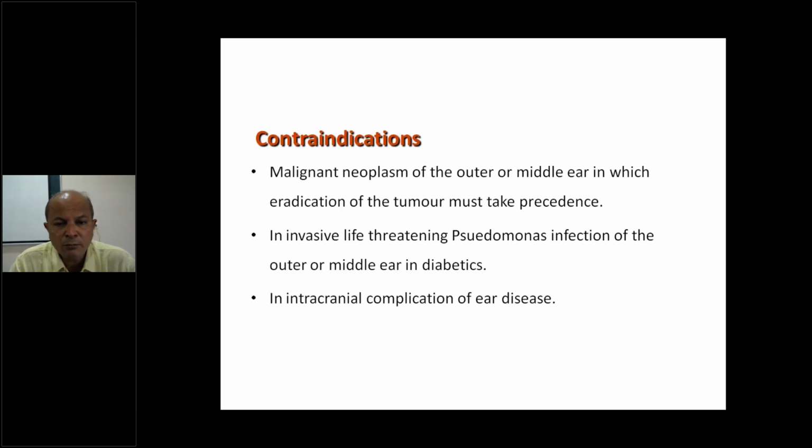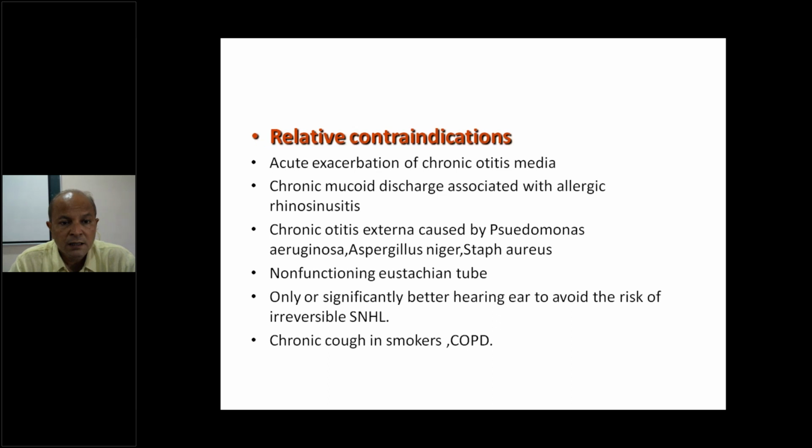Contraindications are malignant neoplasm of the outer or middle ear, in which eradication of the tumor must take precedence. Invasive life-threatening Pseudomonas infection of the outer or middle ear in diabetics, that is malignant otitis externa. Intracranial complication of ear disease, where you stabilize the patient first, and once the patient is stabilized, then you can go for the ear surgery. Relative contraindication is acute exacerbation of chronic otitis media.